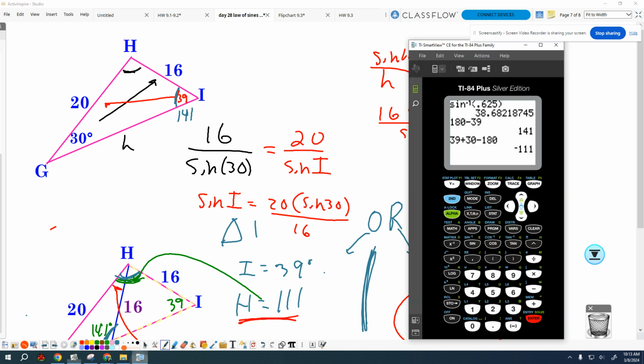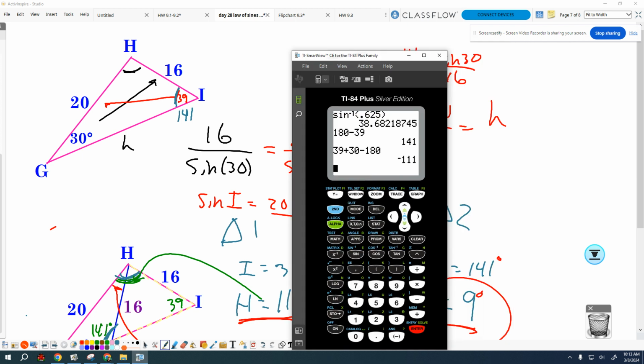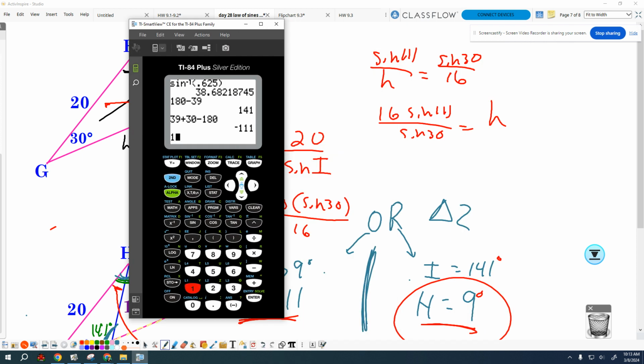So we could get 16 sine 111 divided by a half. 29.87? Yeah.